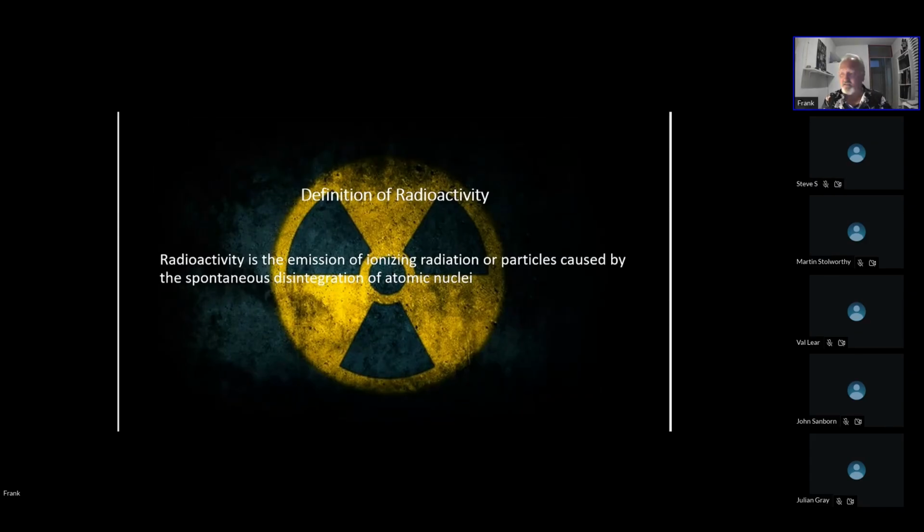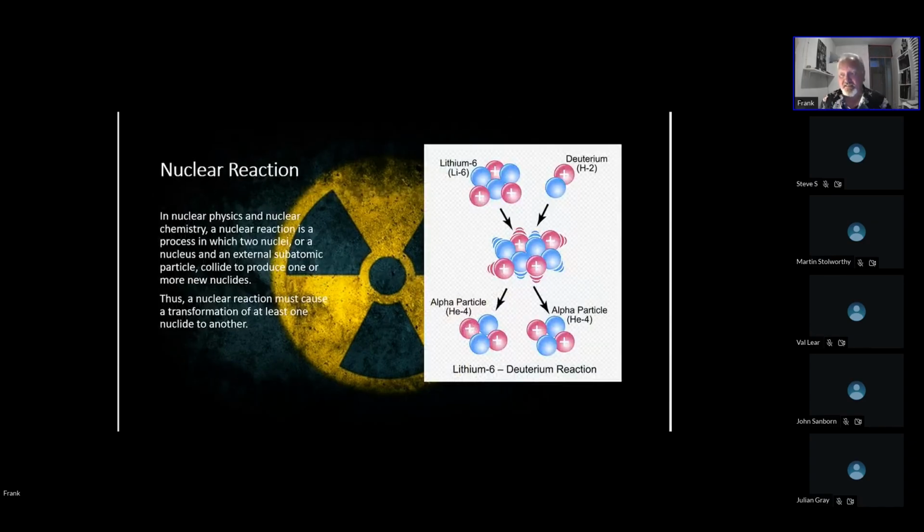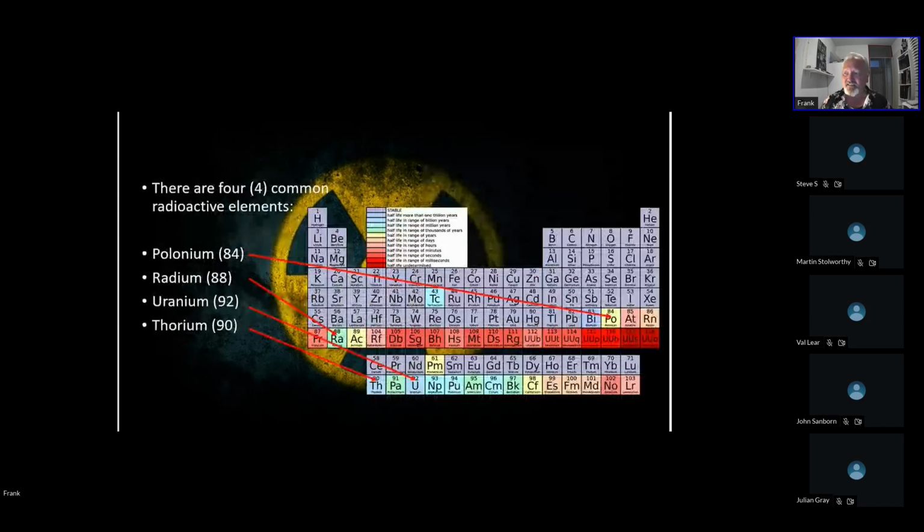Radioactivity is the emission of ionizing radiation or particles caused by the spontaneous disintegration of atomic nuclei. In nuclear physics and nuclear chemistry, a nuclear reaction is a process in which two nuclei, or a nucleus and an external subatomic particle, collide to produce one or more new nuclides. Thus, a nuclear reaction must cause a transformation of at least one nuclide to another. So that's how a nuclear reaction works.